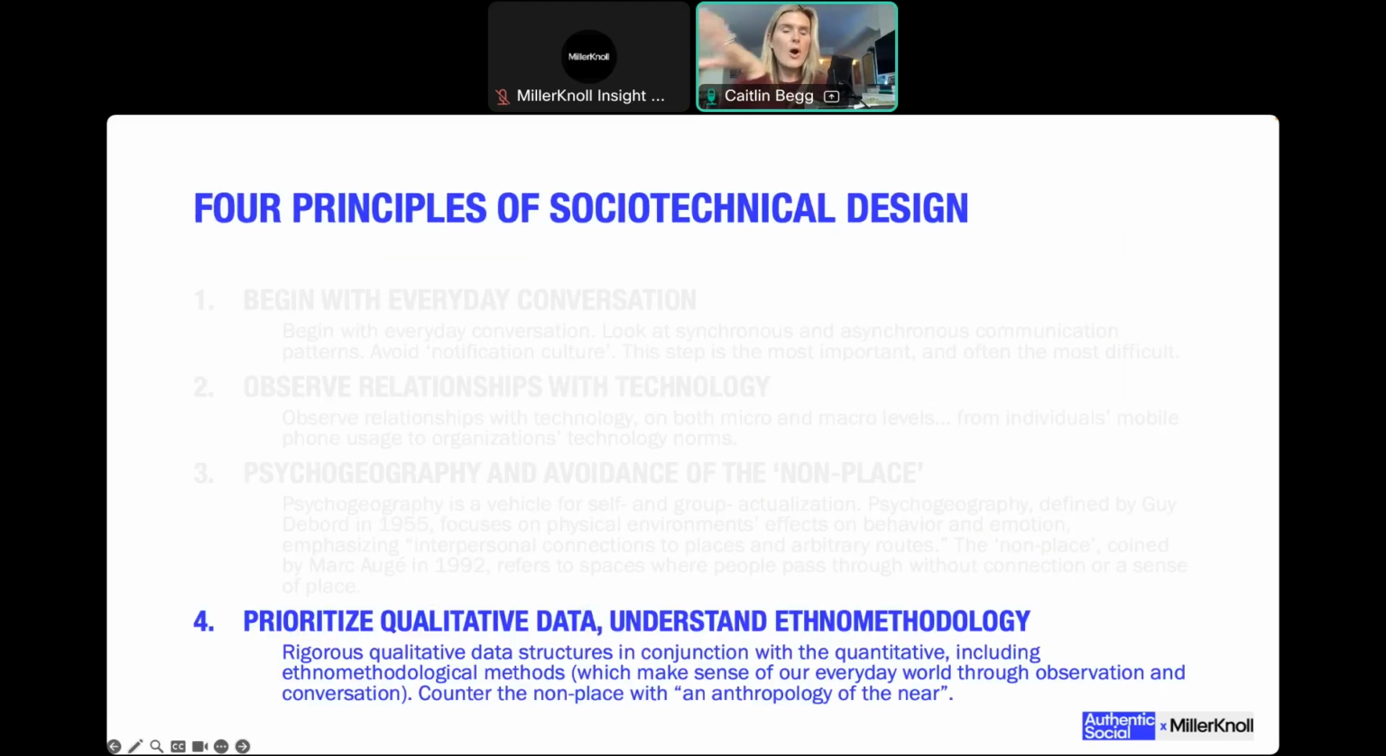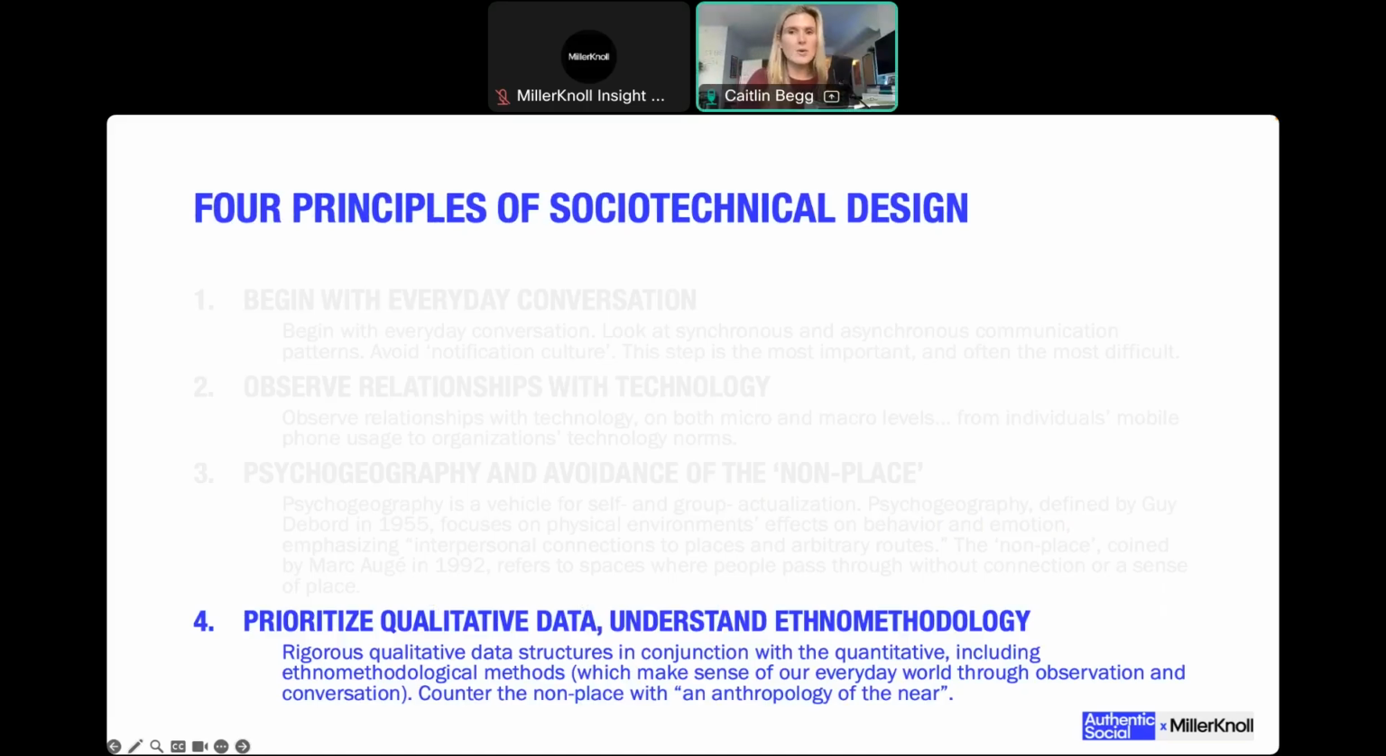Now, all this is great, but if we're not understanding what employees' needs are on an everyday basis, then all of this becomes pointless because we're not really understanding the needs of the employees. Now, this is why prioritizing qualitative data and understanding ethnomethodology is very important. And I know that's kind of a complicated word, but all that means is that we're trying to understand what employees are doing on an everyday basis in order to make changes within the workplace.